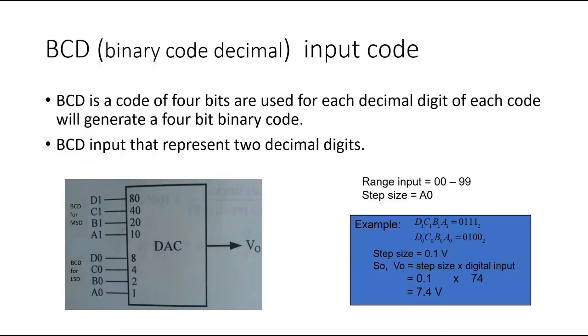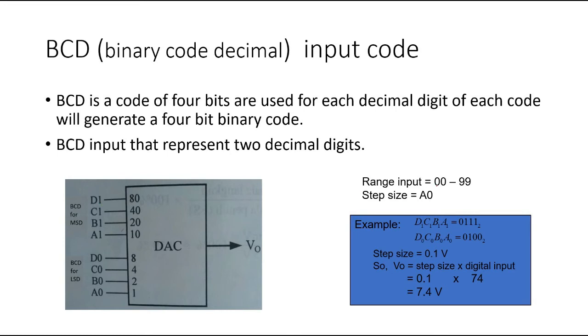Okay, for BCD, binary coded decimal input code, the BCD is a code where 4 bits are used for each decimal digit. We generate 4-bit binary codes, and the BCD input represents 2 decimal digits. For example, if we look at these diagrams, we have BCD for the least significant digit and BCD for the most significant digit. So we have A0, B0, C0, and D0, and A1, B1, C1, and D1.